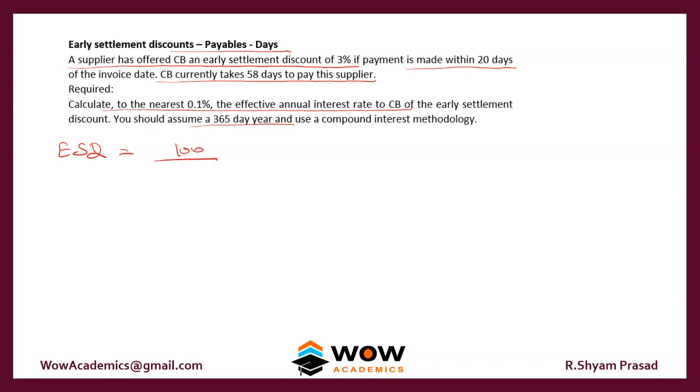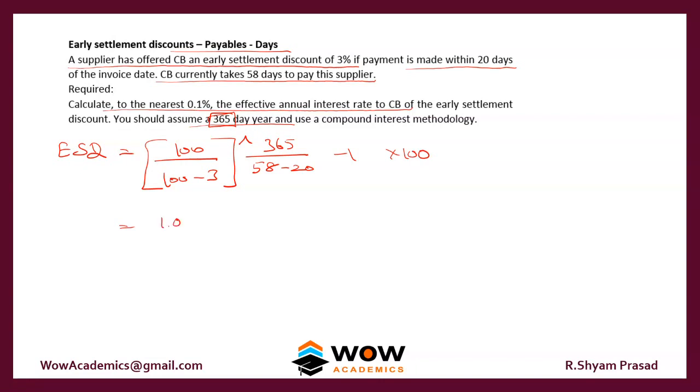So it's again 100 divided by 100 minus 3, to the power of the number of days, and they have given you how many days are in a year. In some questions it's 365, in some questions it is 360 only, but here they have given it to you, and the old days to settle is 58 days and the new days to settle is 20 days. So you have to calculate this, and again it's minus 1 and into 100. So we'll try to calculate this one.